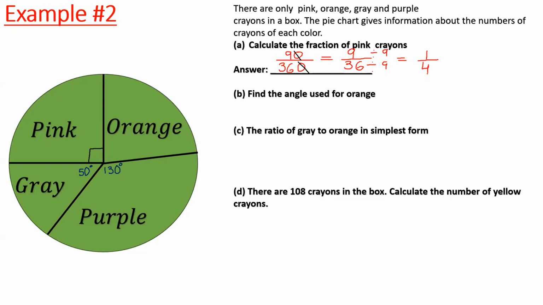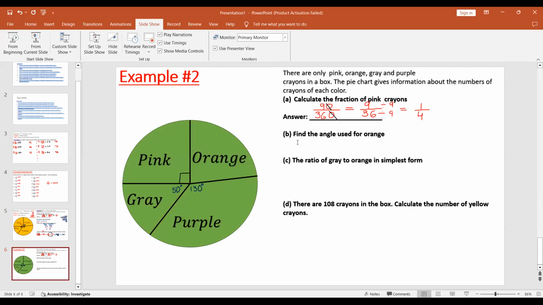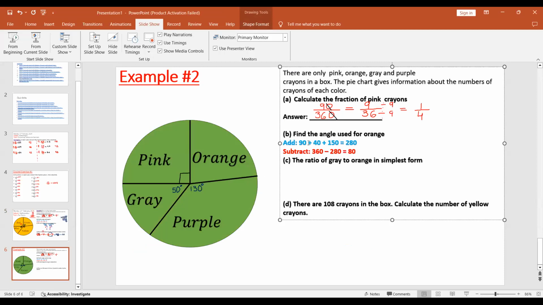I need someone else other than Reagan to help me find the angle used for orange. How are we going to get that? We're going to add 90 plus 50 plus 130. So the first thing we're going to do is add, just like how we did for the first example. 90 plus 50 plus 130 is going to be equal to 270.